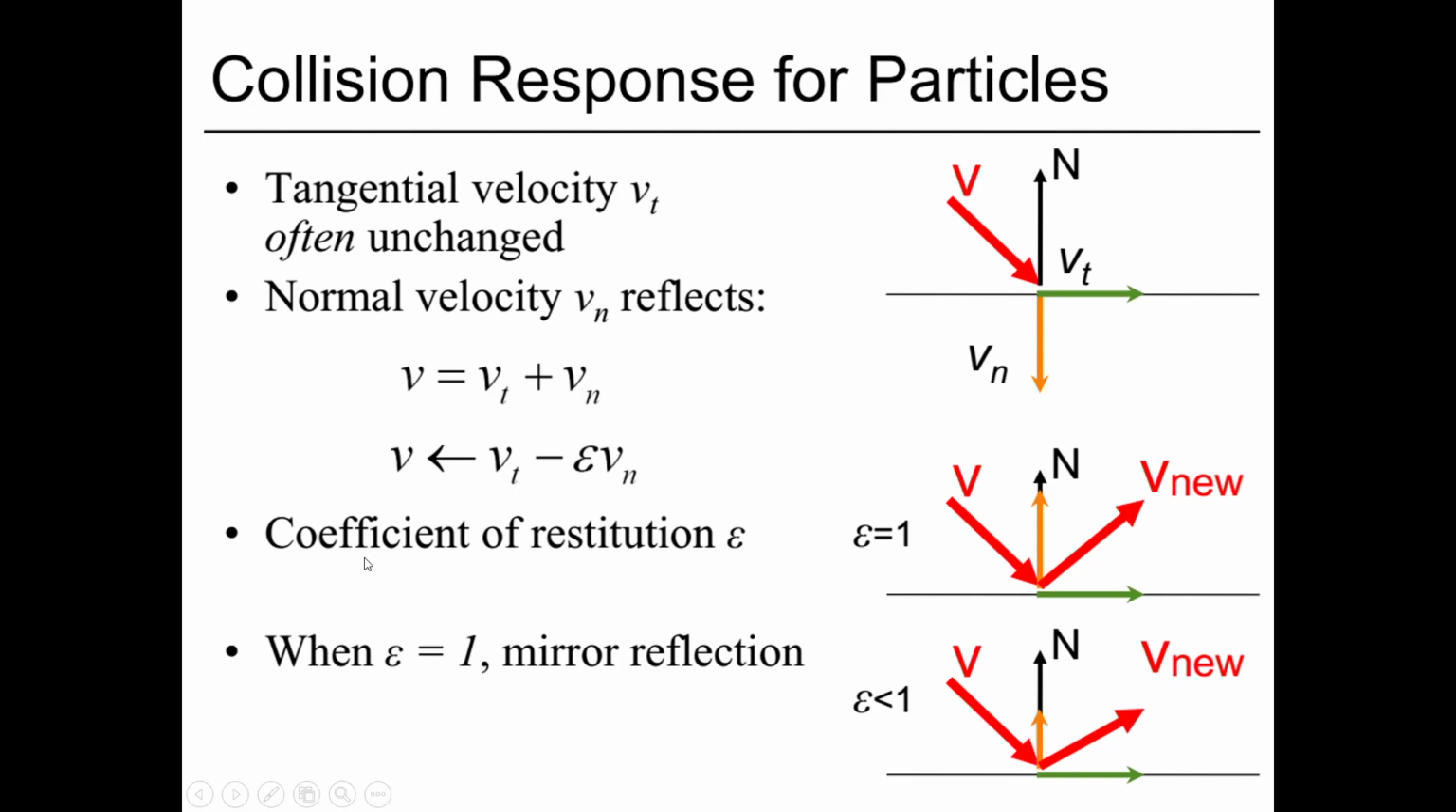The value of the coefficient of restitution can be from 0 to 1, and it is 1 when we are considering that the collision is a perfectly elastic collision. Then the corresponding reflection will be a mirror reflection.